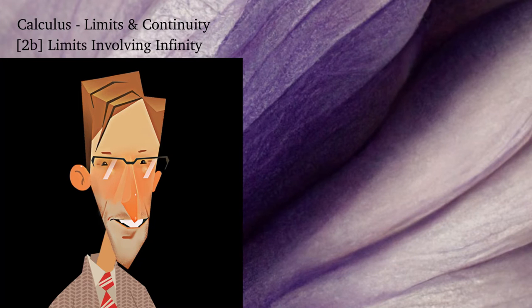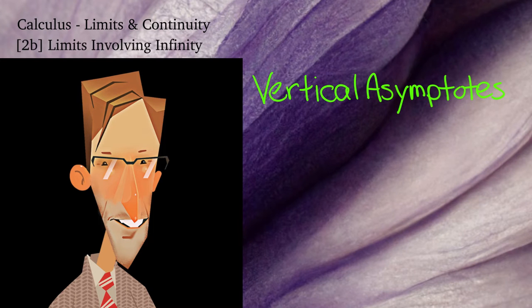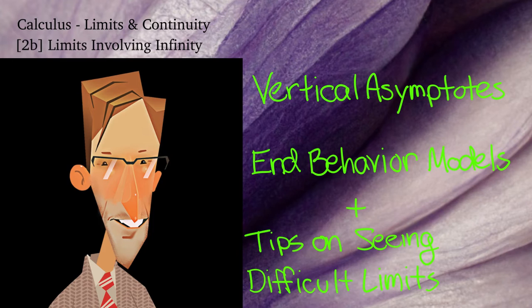Hello, howdy. This is Limits Lesson 2B, Limits Involving Infinity. This is the second part of Topic 2, which focuses on vertical asymptotes and end behavior models. At the end, I'll wrap it up with some tips about how to see difficult limits.